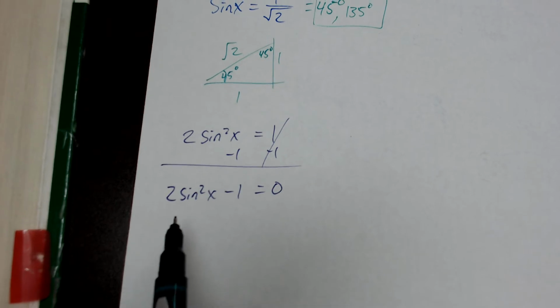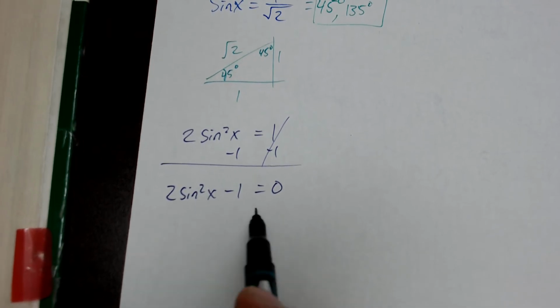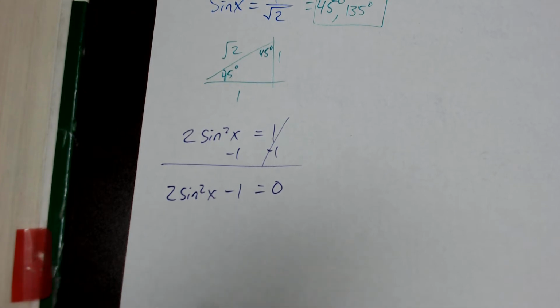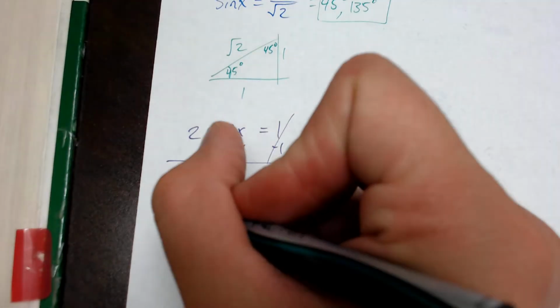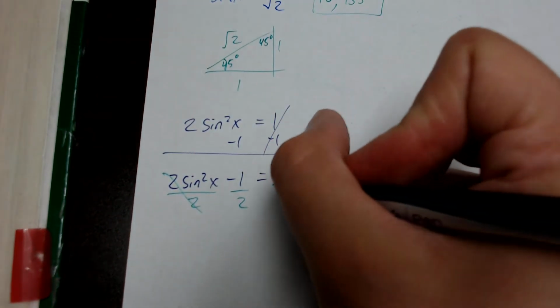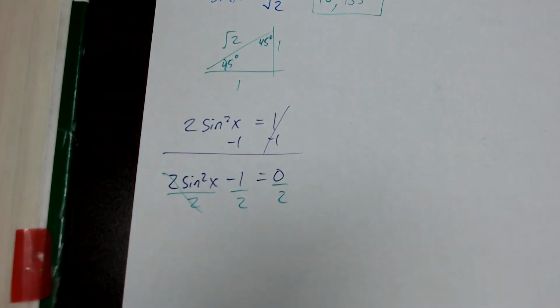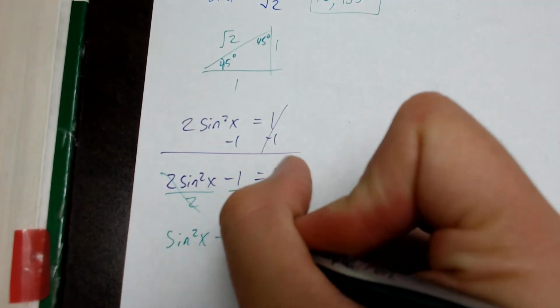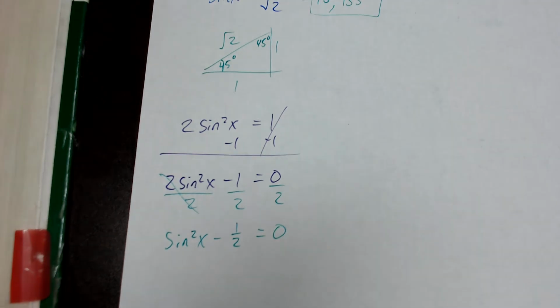Well, you can't use the zero factor theorem. You can't perfectly factor the square because you'd have a lead term of square root of 2 on both the sine and the x's. So what they do here is they go ahead and divide everything by 2 preemptively. And so then what they get is sine squared of x minus 1/2 is equal to 0.